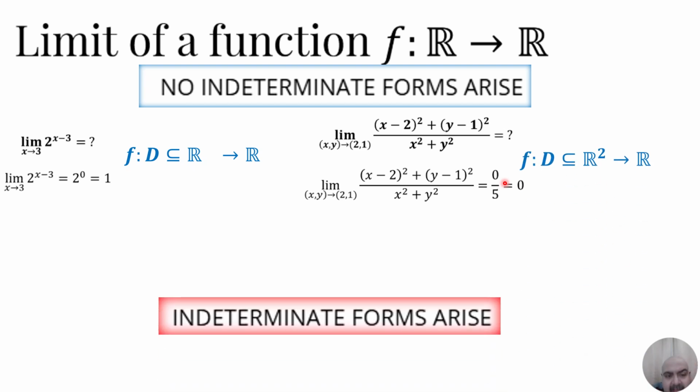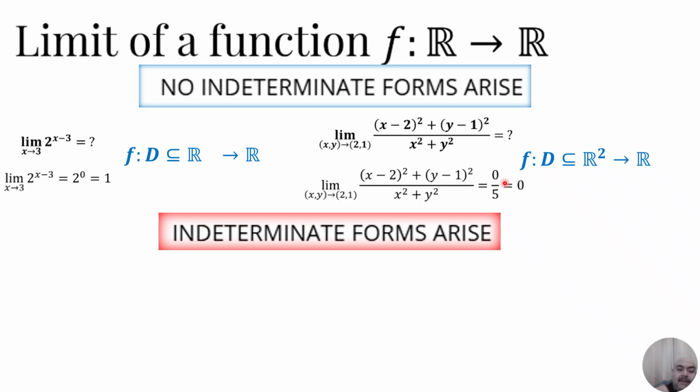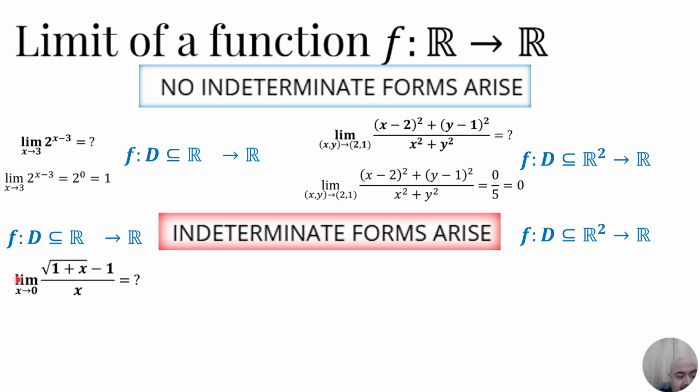But in the case of functions with indeterminate forms arising, my troubles will start. Let's see this problem and whether we can simplify it. In this problem, we have the limit as x tends to 0 of the root of 1 plus x minus 1 over x. For this problem, if you make the substitution, you will end up with 0 over 0, which is an indeterminate quantity. But if I do some simplification with this function, I believe I will be able to find the solution.